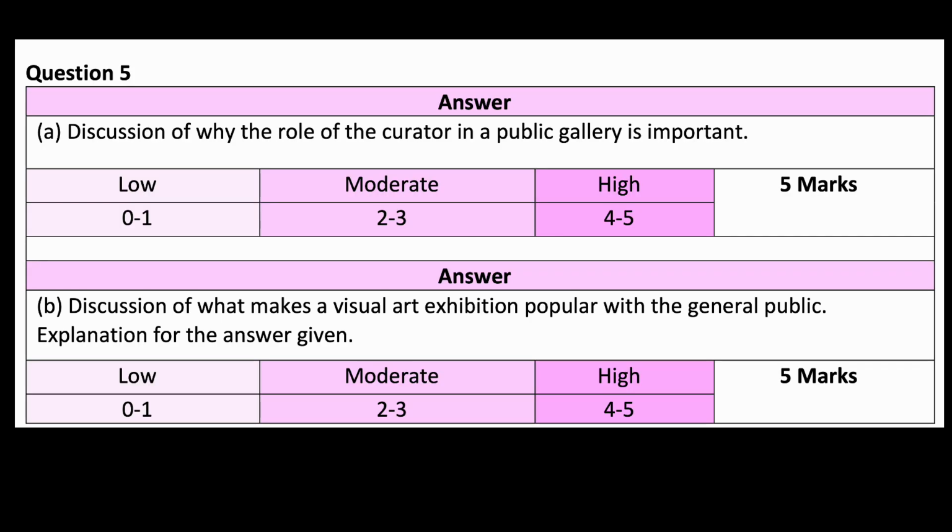Now, the answer here, the discussion of why the role of a curator is important. You must tell us why. Having found out quite a bit about a curator, now you tell us why they're important. And your discussion of what makes a visual art exhibition popular with the general public. Your explanation for the answer will hopefully get you 5 marks. So, having looked at all of those, hopefully it'll help you.